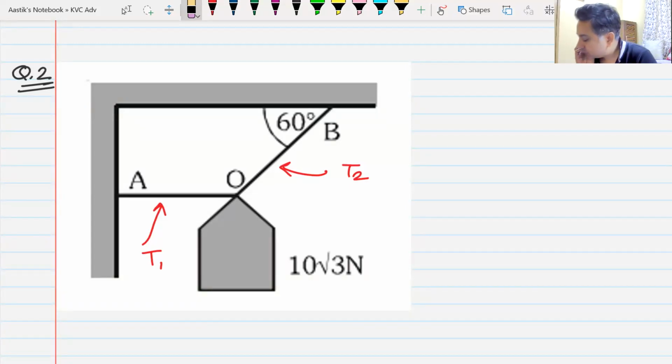T1 is 10 and T2 is 20. Okay, that looks correct. So how do I do it? First of all, I draw a sketch. I don't have to draw a sketch, the sketch is already there. I isolate the body. There is no need to isolate because there is only one body. So I move on to the third step: I draw the free body diagram, I draw the forces.